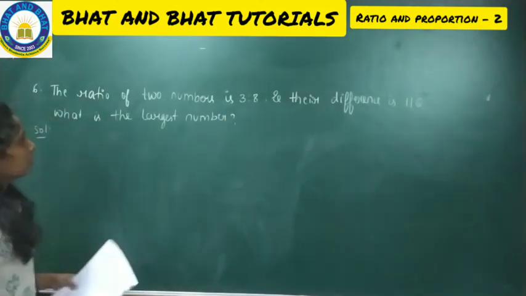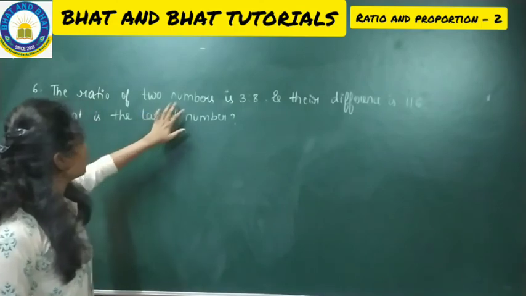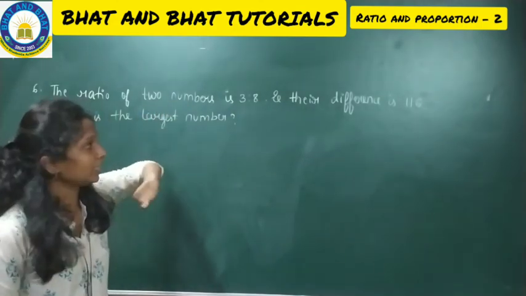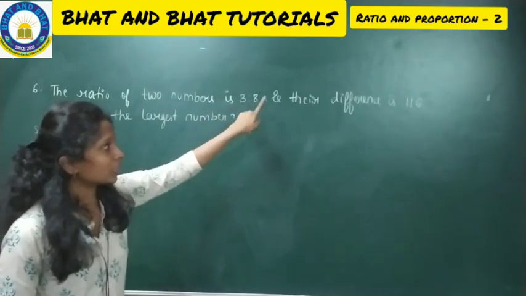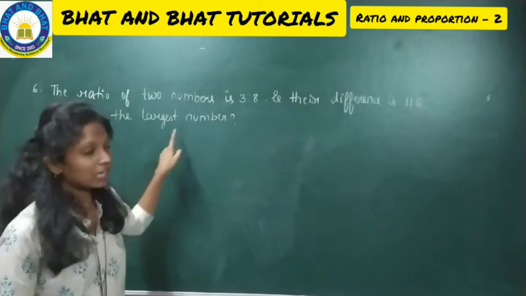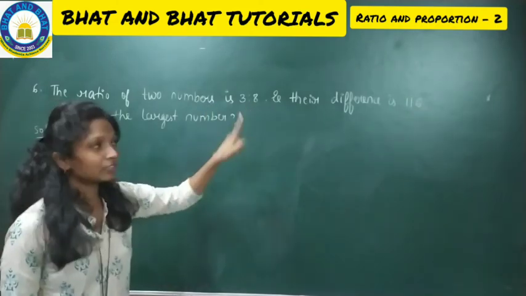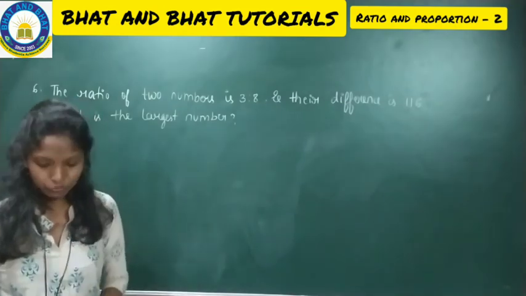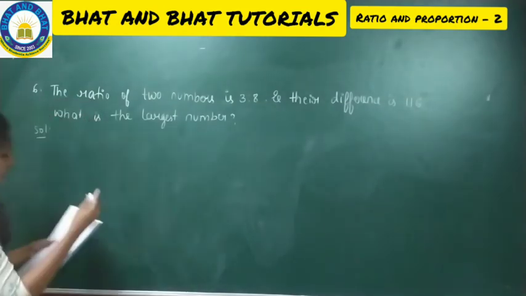Look into it. There are two numbers. That means when you take the ratio of two numbers, you have got finally 3:8. And the difference between these two numbers is 116. And what is the largest number? When you are taking the ratio, which number stood as the largest number, you have to find. To find that, let us go.